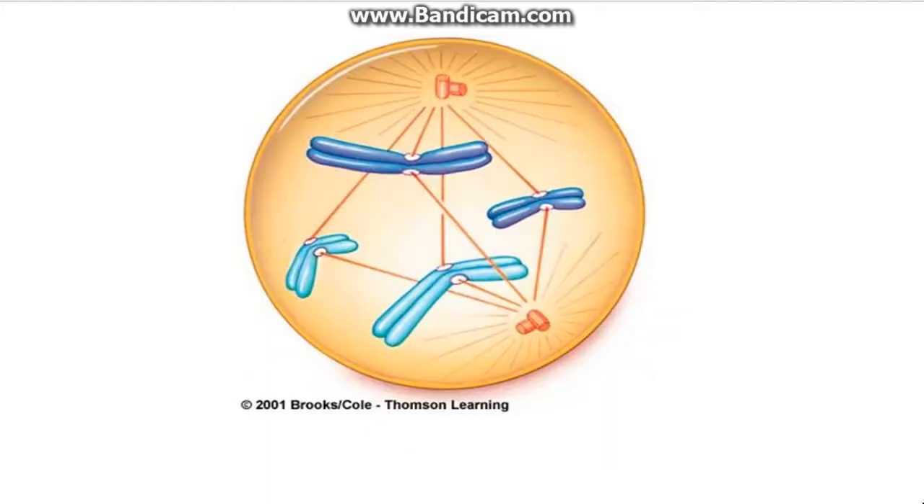After that is prometaphase, when the nuclear envelope begins to fragment, allowing the microtubules to attach to the chromosomes. The two chromatids of each chromosome are held together by the centromere. The centromere contains protein kinetochores on each chromatid, which is where the microtubules will attach.